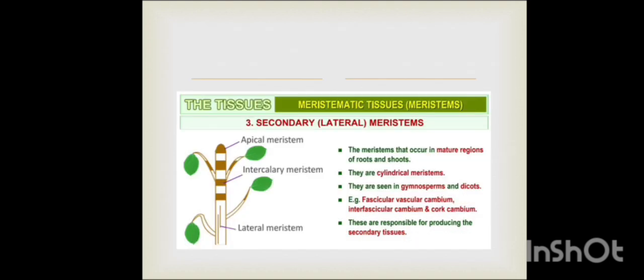Okay, next, the third and last one, secondary or lateral meristems. These are the meristems that occur in mature regions of roots and shoots. Apical and intercalary meristems are in primary regions of the roots and shoots, but lateral meristems occur in mature regions. They are cylindrical meristems, seen in gymnosperms and dicots. Examples are vascular cambium, interfascicular cambium and cork cambium. These are responsible for producing secondary tissues, whereas apical and intercalary meristems produce primary tissues.